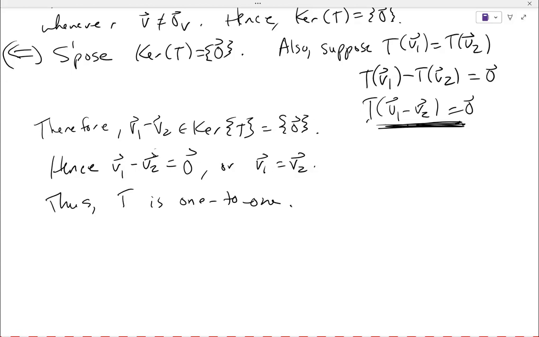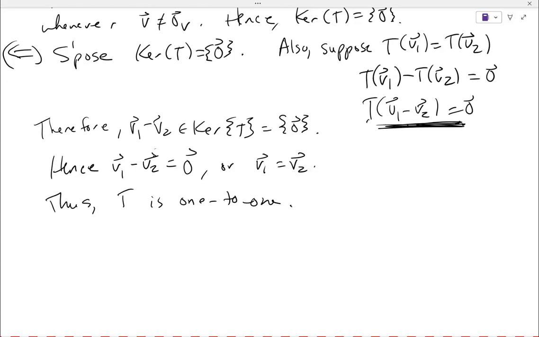If we only want the trivial solution, what do you need to see in a reduced row echelon form? You need a pivot in every column for only seeing the trivial solution, right? So a transformation is going to be one-to-one if you can write a matrix for it, row reduce it, and see a pivot in every column. That'll tell you it's one-to-one.